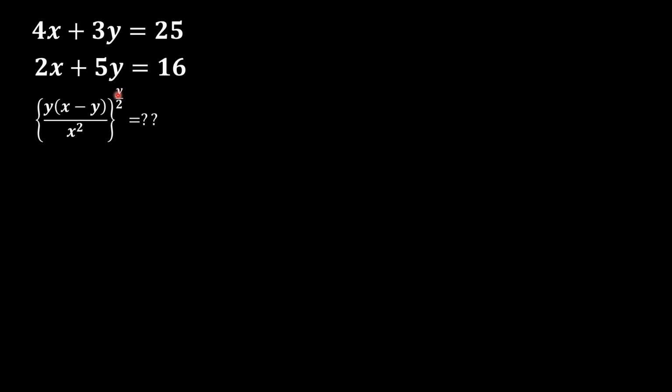Welcome to AMS. Today in this video we are going to solve a question. Our given question is 4x + 3y = 25, and I am representing this equation as equation number 1. Our given second equation is 2x + 5y = 16, and I am representing this equation as equation number 2. Our required expression is (y(x - y)/x²)^(y/2).